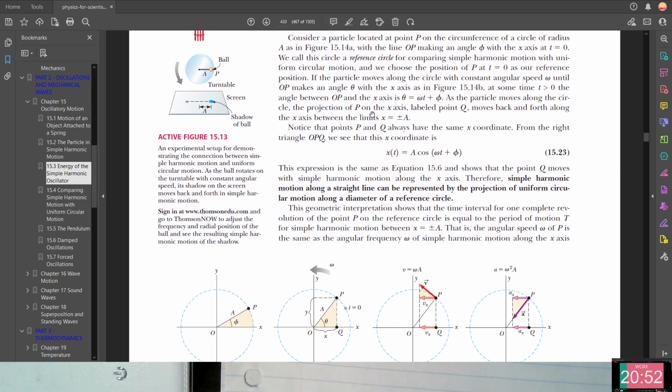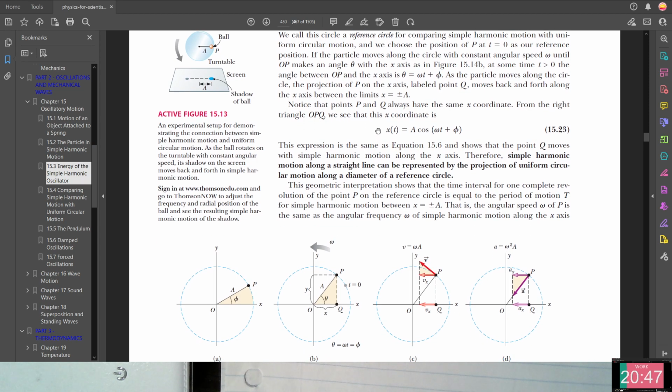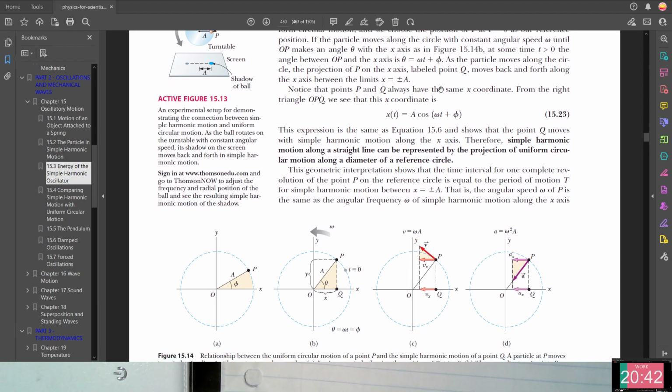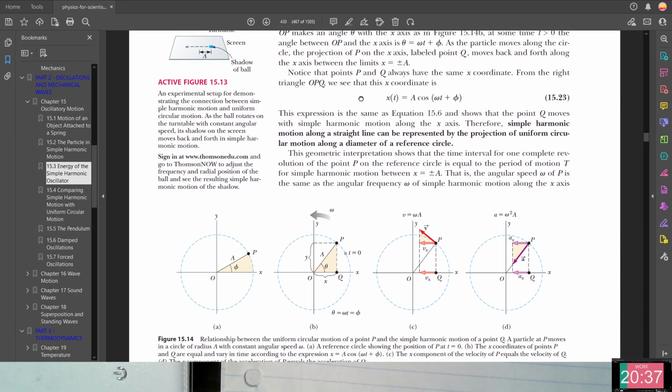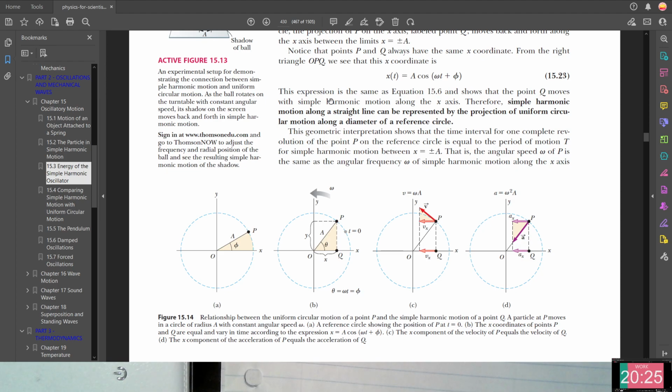Particle moves along a circle. The projection of P on the x-axis, labeled point Q, moves back and forth along the x-axis between the limits x equals plus and minus A. Notice that the points P and Q always have the same x-coordinate. From the right triangle OPQ, we see that this x-coordinate is x(t) equals A cosine(omega t plus phi). So that's like the normal thing that we did. This expression is the same as equation 15.6. Actually, hold on, I need to check something.